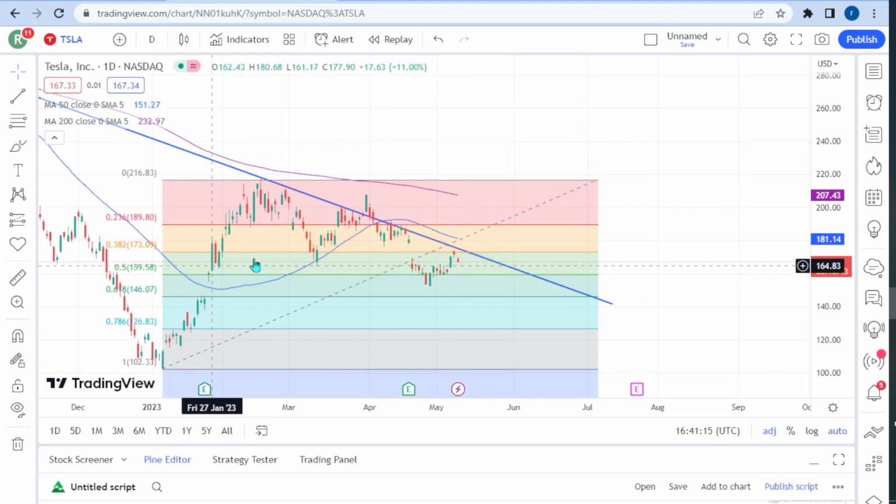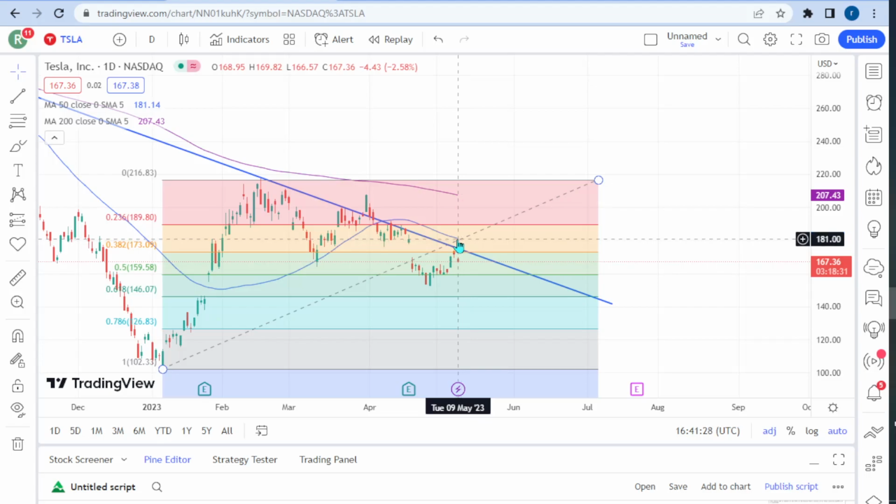So, like I said, we could just chop between these two fib levels. If we were to get above this resistance trend line right there, it's very possible that we could either just gap fill right there and then maybe we crap, or we get to that 50-day moving average right at 181.14. Or if we get above that, we go to the next fib level right at 189.80. So there's a lot of different scenarios.